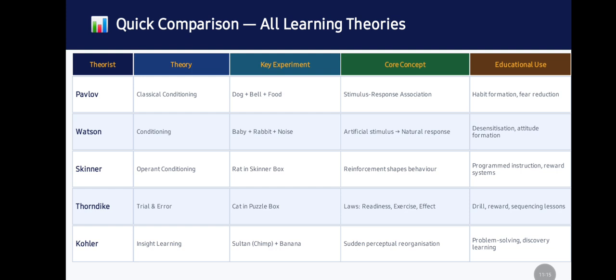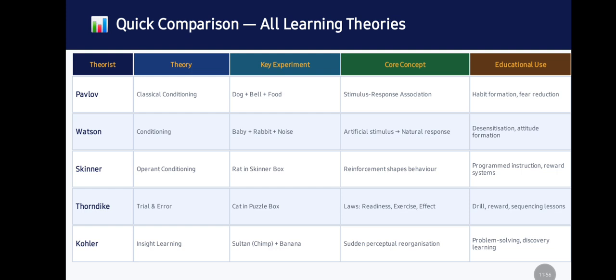Pavlov's theory, classical conditioning: dog plus bell plus food. Core concept is stimulus response association. Educational uses: habit formation, fear reduction. Watson's theory, conditioning: baby plus rabbit plus noise. Core concept is artificial stimulus producing natural response. Educational use: desensitization, attitude formation. Skinner's theory, operant conditioning: rat in Skinner box. Reinforcement shapes behavior. Educational use is programmed instruction and reward systems.